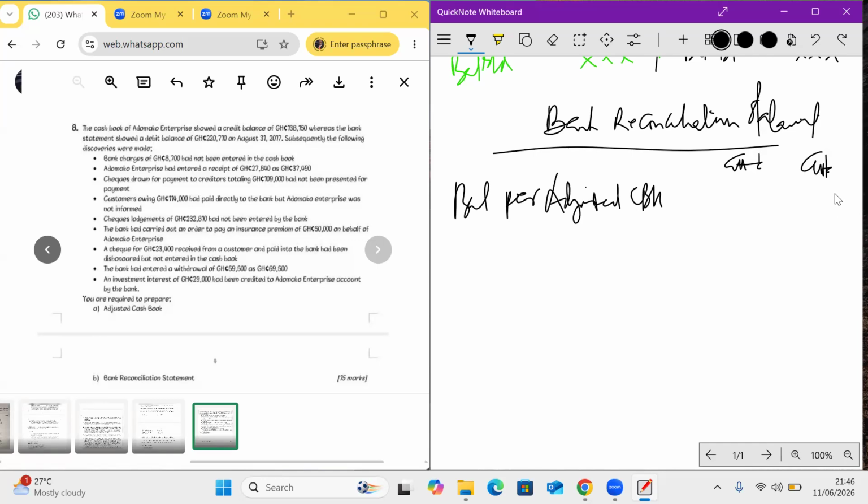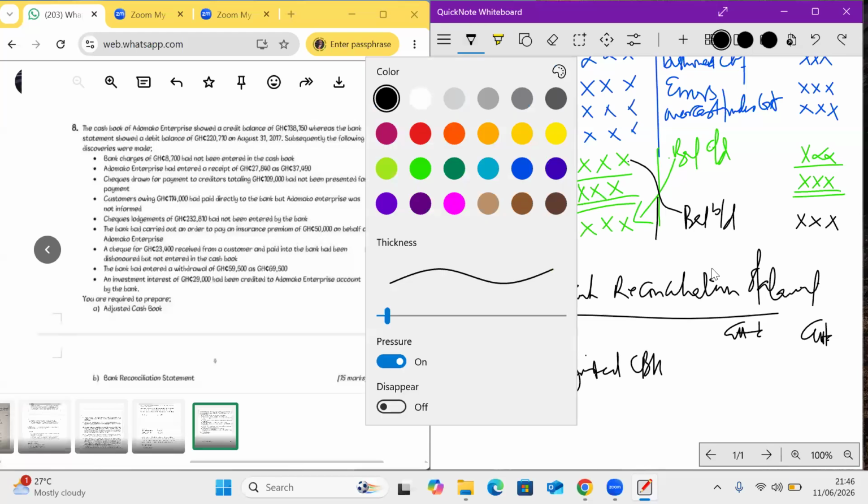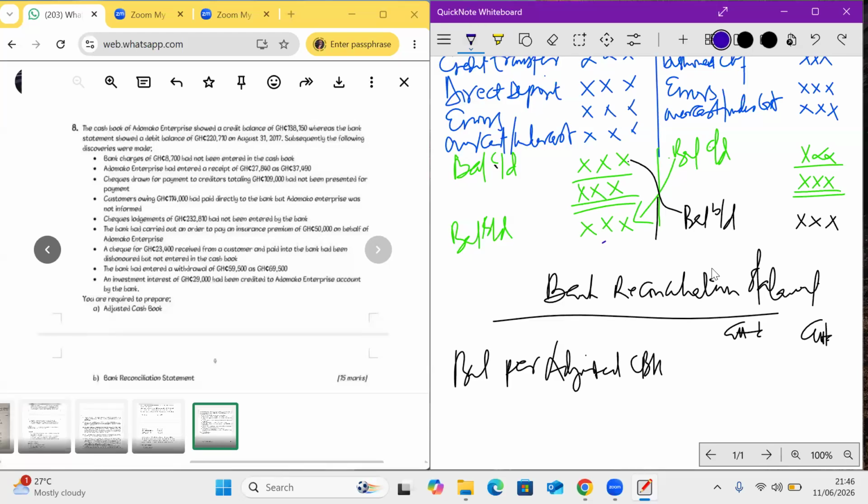What is the balance per adjusted cash book? So look in the adjusted cash book on the left hand side. Is it debit or credit? Debit. So balance per adjusted cash book, if it is debit, just write the figure here. So let me say debit. Write the figure there on the second column.